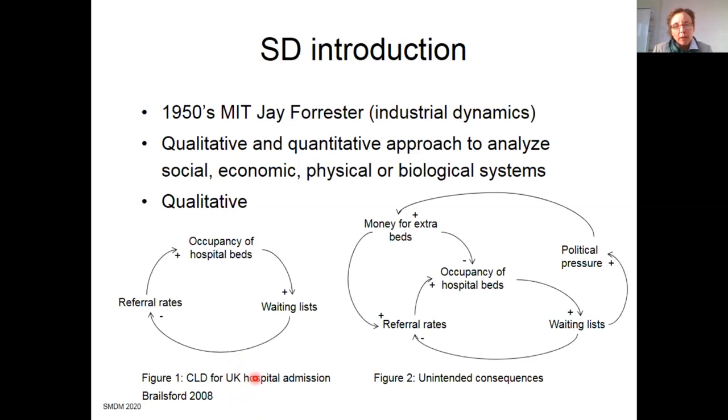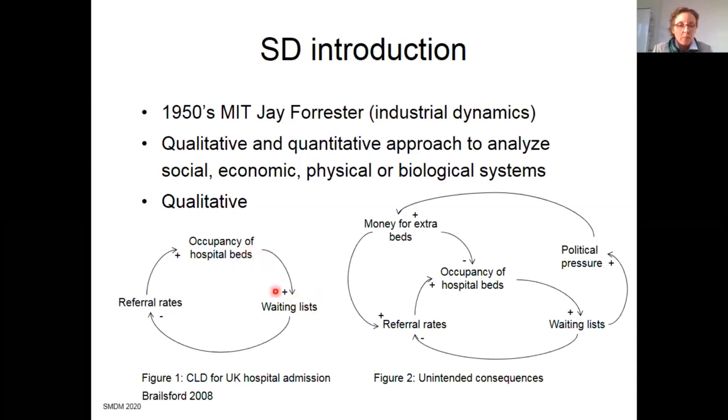How would you start with building up such a model? First, you find out about the elements that are important within your system. The elements for their research question, as I said, they wanted to find out about waiting times and occupancy of hospital beds. It is the waiting lists, referral rate, and occupancy of hospital beds at the very beginning when you are trying to think about the problem. And then based on these elements, you think about how these elements are related to each other.